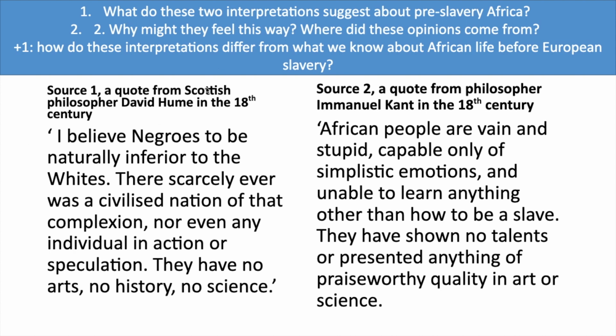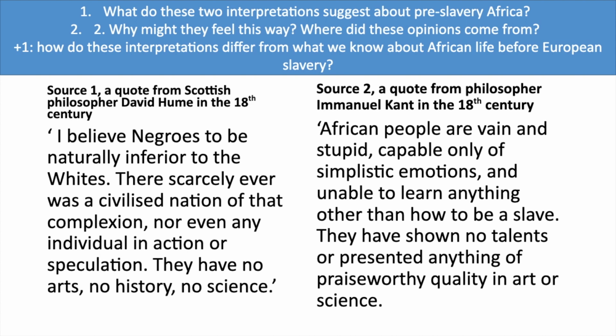Source 1. A quote from a Scottish philosopher called David Hume in the 18th century. I believe Negroes to be naturally inferior to the whites. There scarcely ever was a civilized nation of that complexion, nor even any individual in action or speculation. They have no arts, no history, no science.